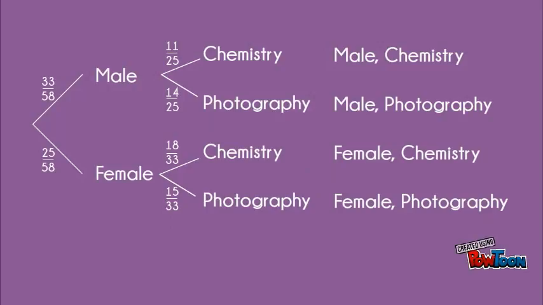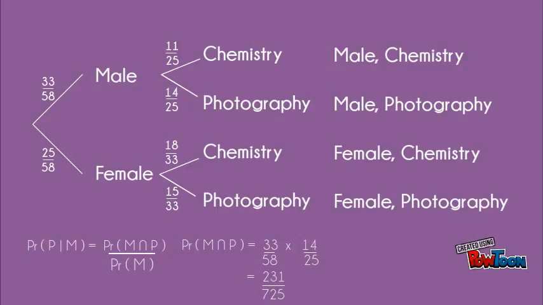It's helpful in a situation like this, with a multi-stage sample space, to draw a tree diagram to assist with the calculations of probability. Suppose we want to calculate the probability that a male selected will prefer photography as a subject. This can now be done easily using the conditional probability rule.